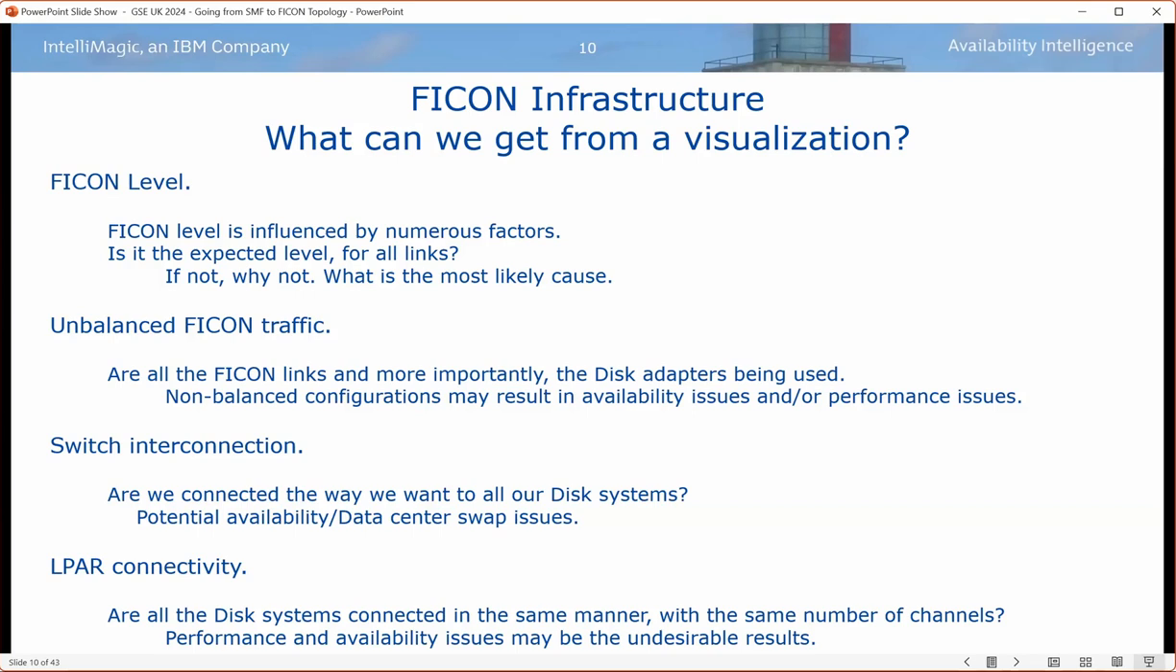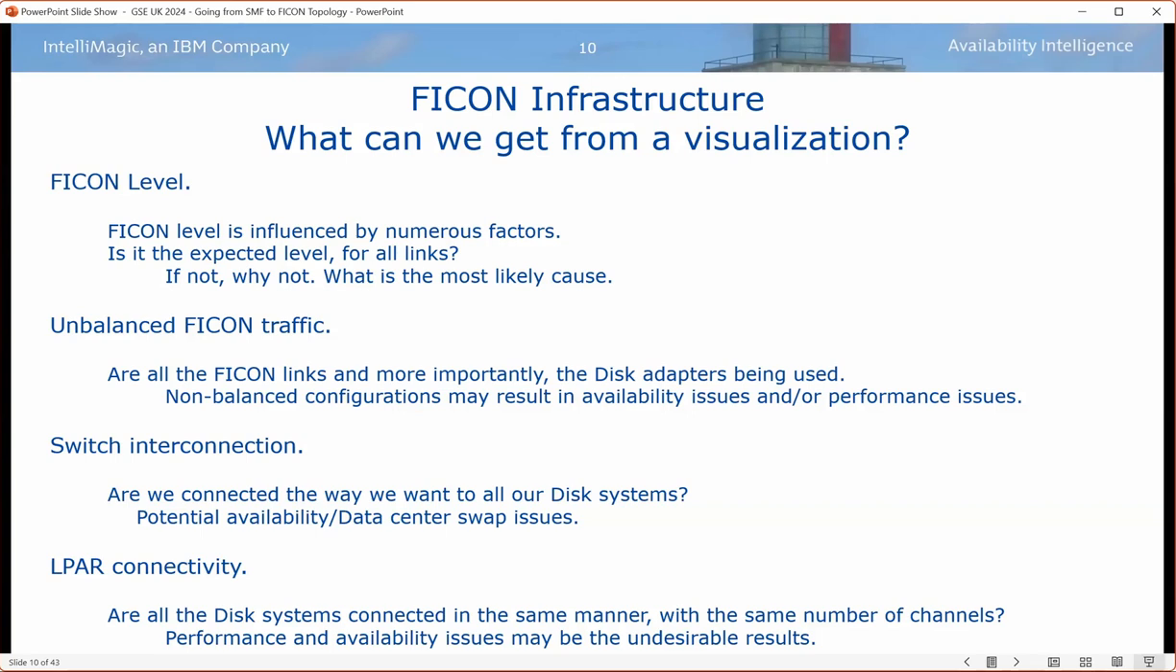Unbalanced FICON traffic. So we have maybe 8 FICON links defined to our disk system through switches. Are they all having approximately the same amount of throughput? Are they balanced? It's a very important issue when it comes to utilization of not only the links, but actually the end devices, the disks, for example, the disk adapters. We don't want to have 2 disk adapters overused and 6 not used to the same level.